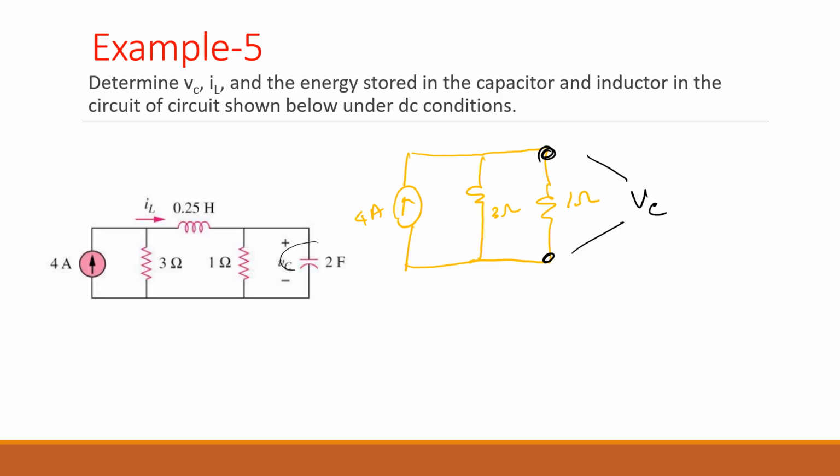And the current here, this current. Is that what we need to find? Is that right or wrong? So our circuit will look like this under the DC condition. Did you get the same circuit or not? So we need to find that current and the voltage. So how do we find the current?